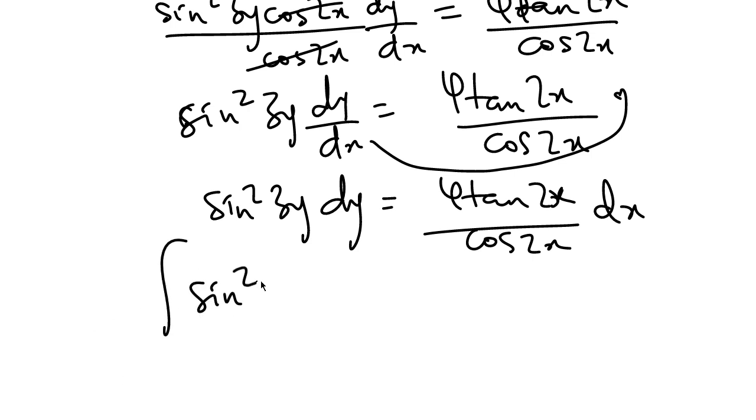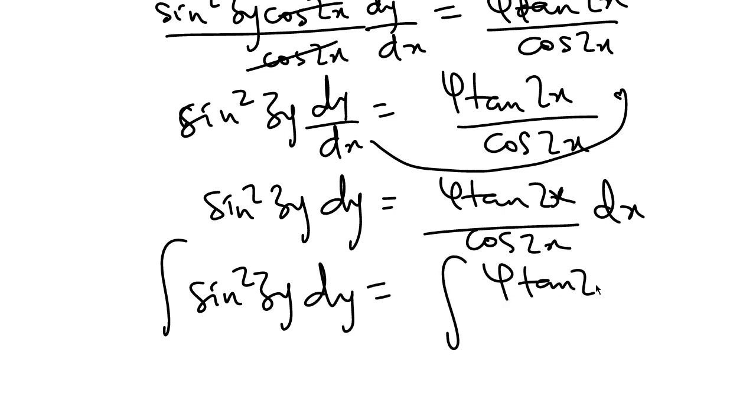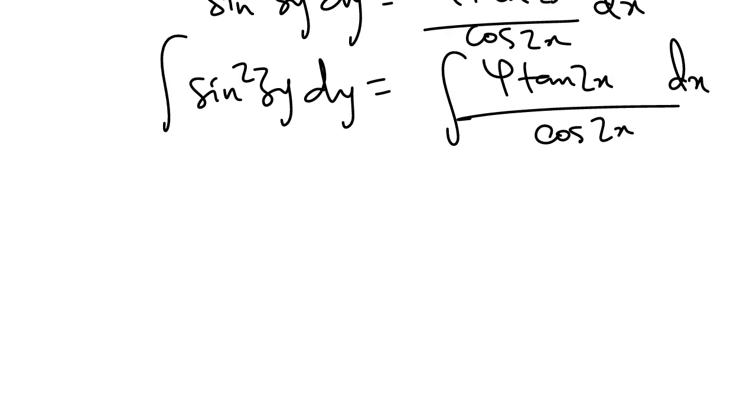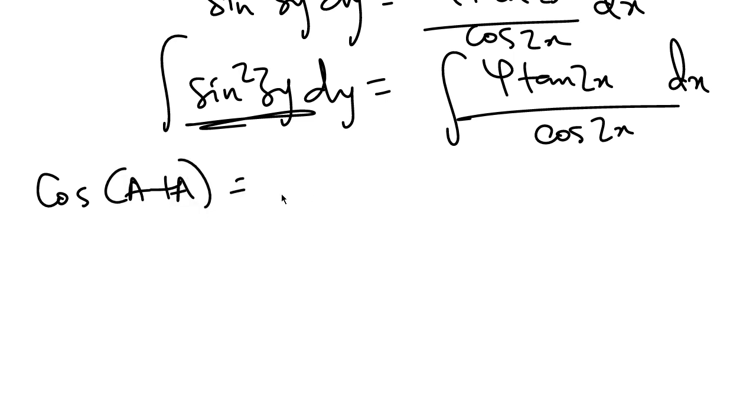So that's the integral of sine squared 3y dy equals the integral of 4 tan 2x over cos 2x dx. And then the question is, what's the integral of sine squared 3y? That's not difficult. Using substitution won't help here because there'll be no cancellation, because of the two functions involved. So what we simply do is recall the cos formula that says cos 2A is equal to cos squared A minus sine squared A.